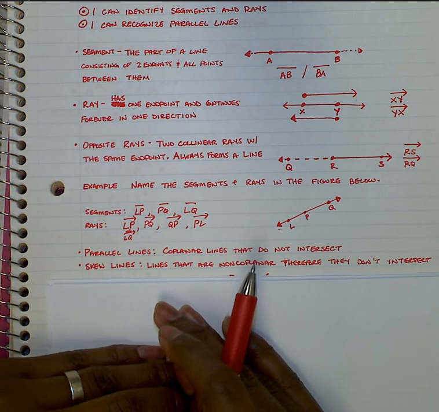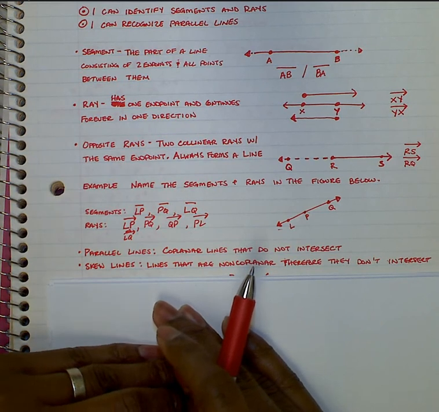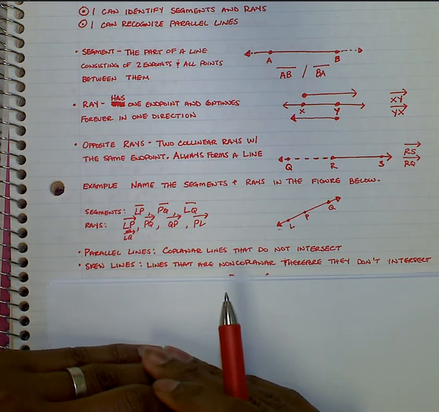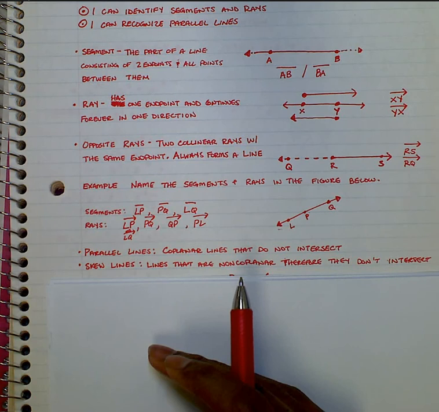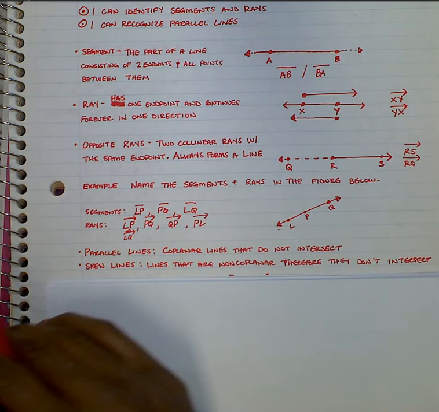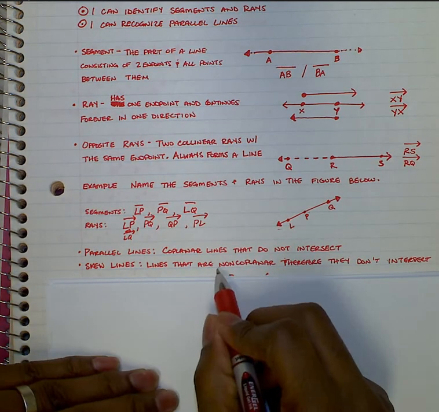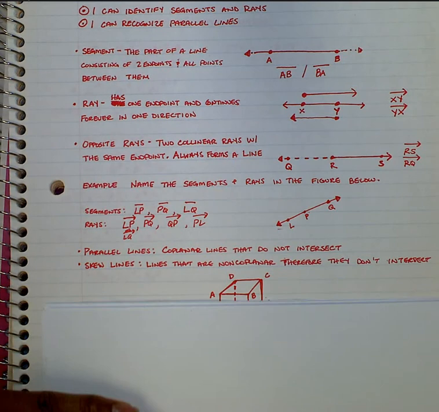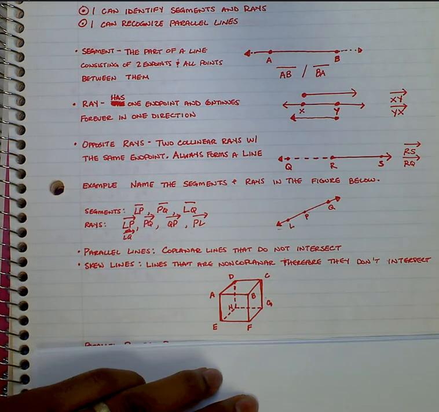Okay, so that's any line really that has the same slope, but it's still just a little bit different thinking in 3D. And then skew lines. Skew lines are non-coplanar and therefore they don't touch. So I actually have something drawn down here that we can look to refer to that.